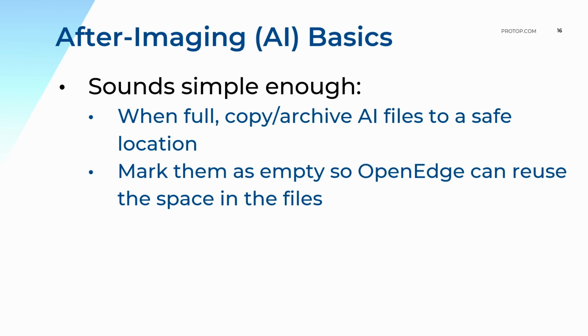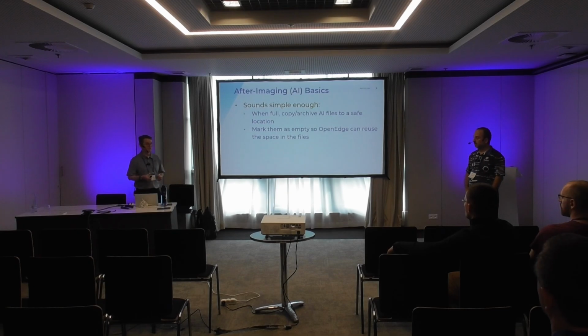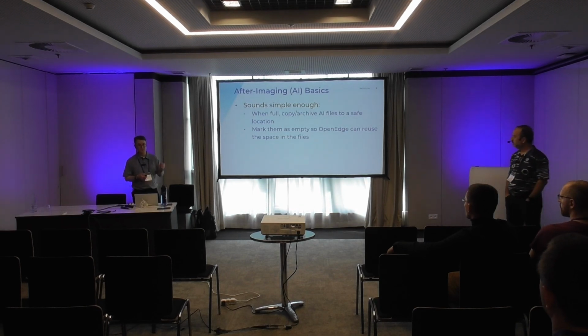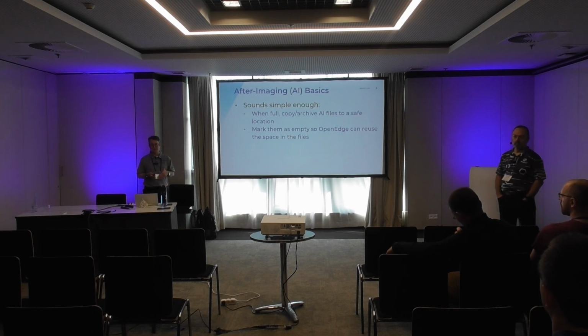So once a file is full, you have to archive it, make a copy of it, put it in a safe location, ideally on your DR server. So you don't want to just archive it to a different directory on prod, because if prod goes up in smoke, you've lost your recovery files as well as your database. So that's not a good idea. So what you have to do is copy the file, verify that the copy got to the safe location, and then you run a command to mark it as empty so that the database knows, okay, that can be put into the queue of AI extents that can be reused to get more notes.